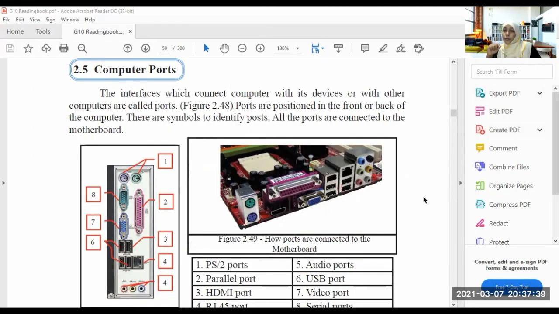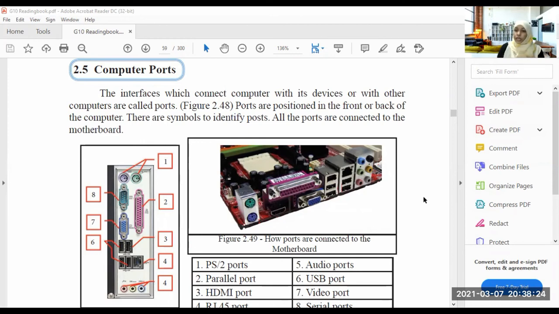Now we'll see what the computer ports are. Most probably you have learned these computer ports in your grade 8 book, if you can remember. Okay, right. So again I am teaching you this. The interfaces which connect a computer with its devices or with other computers are called ports. So we use ports to connect devices to the computer. Ports are positioned in the front or back of the computer. There are symbols to identify ports. All the ports are connected to the motherboard.